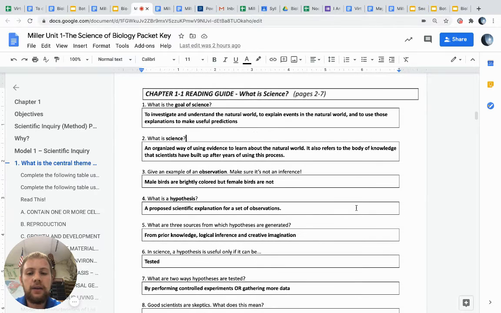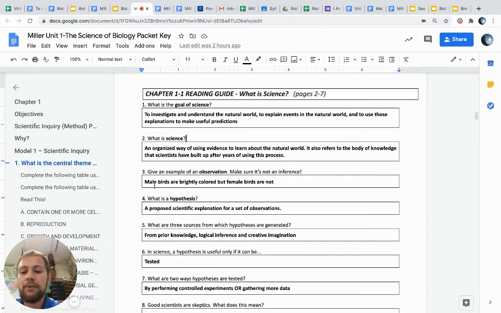So if we give an example of an observation, making sure that it's not an inference. What that means is that we don't want to be subjective. We don't want to make judgments in an observation. So if I see a boy walking down the street, I would just say the boy is walking down the street. I wouldn't jump to any conclusion like, the boy is walking down the street to go to school. That might be a logical inference, but I can't determine that based on the information that I have. All I can use is my eyes to see exactly what's happening. So that is an observation.